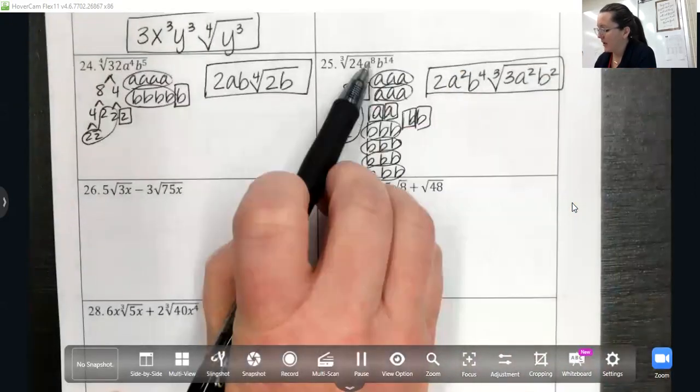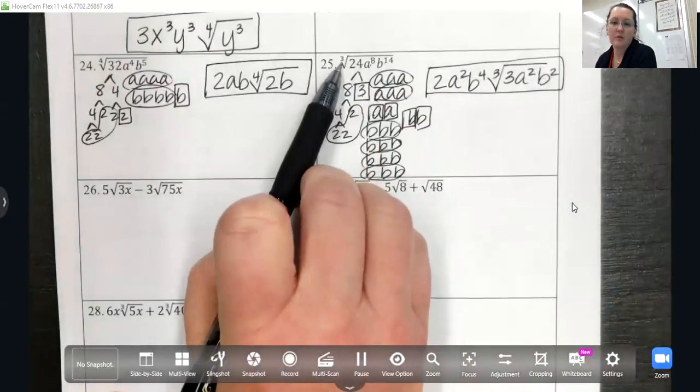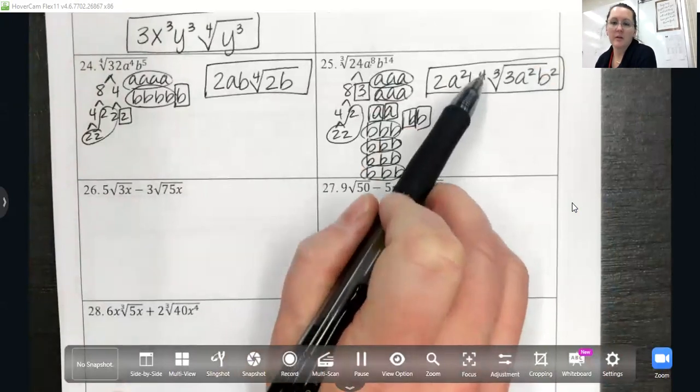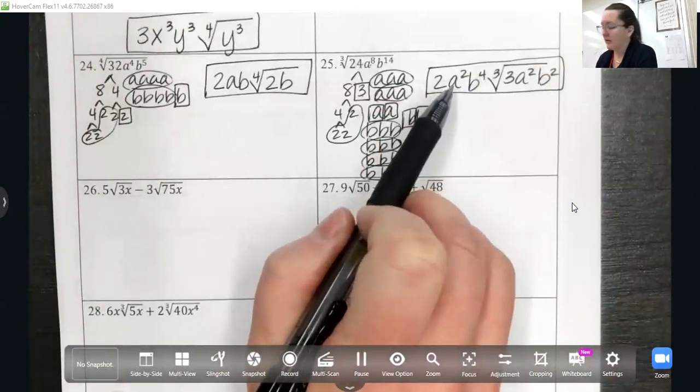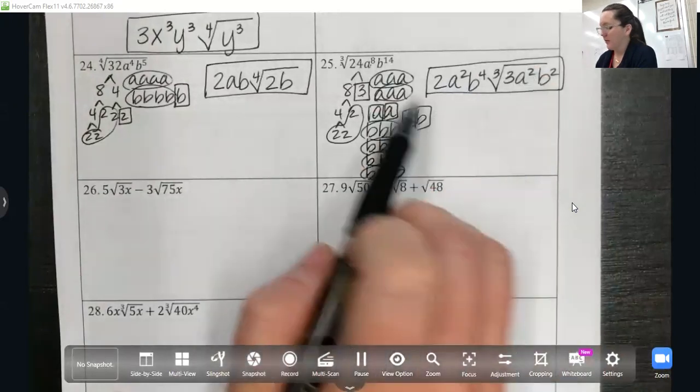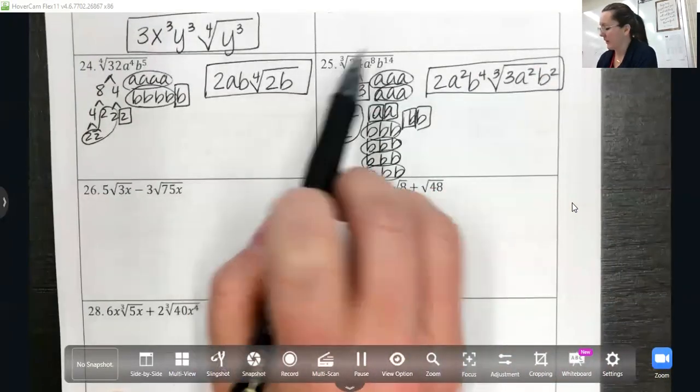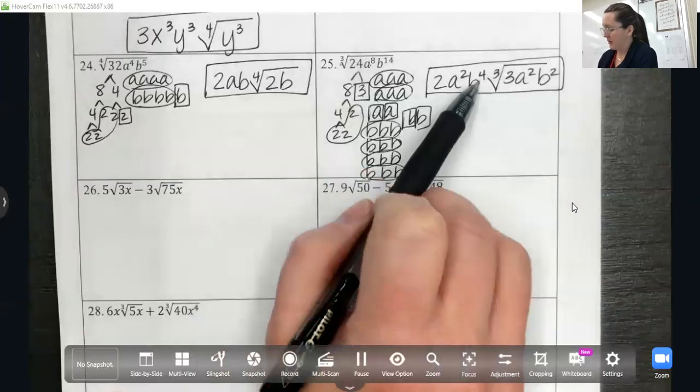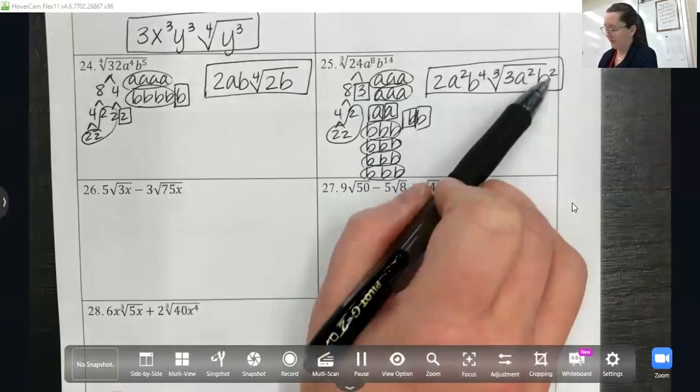You can say 8 divided by 3, that's 2, right? That's the number that comes out. And then there's 2 left over. That's the number that stays in. 14 divided by 3, that's 4, right? That's the number that comes out with 2 left over, and that's the number that stays in.